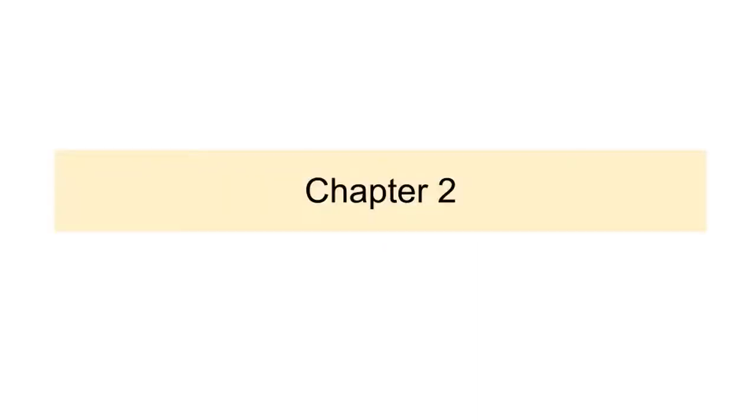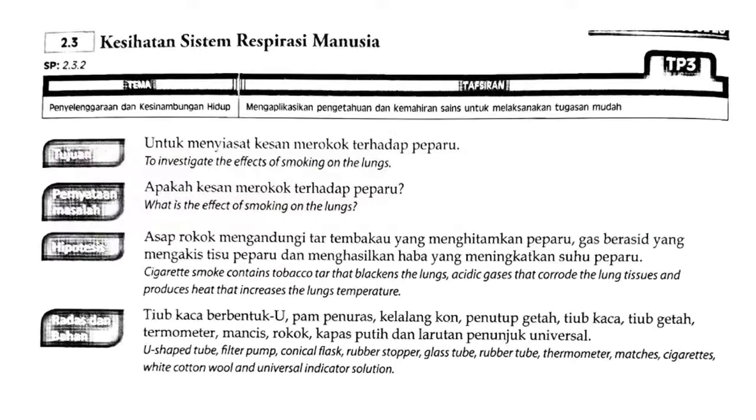Science Process Skill Form 3. Chapter 2. There are 2 experiments in this chapter. The first experiment is about the respiration. Aim: to investigate the effects of smoking on the lungs.